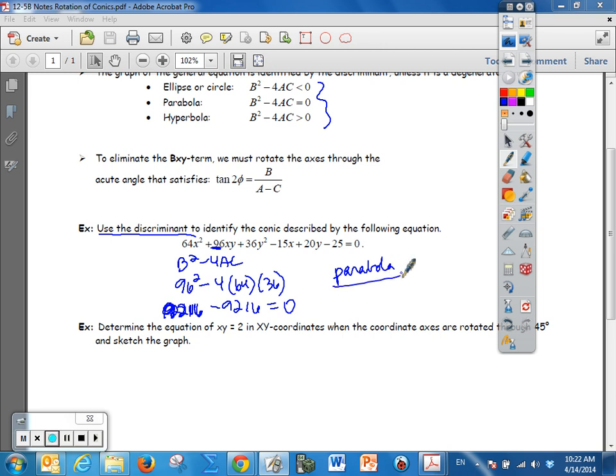Okay, so it's 0, so that means that we have a parabola here. And that's how you use the formula. You just plug into the formula, do your calculations, and then determine what type of conic it is by what the result is. Whether it's equal to 0, less than 0, or greater than 0. Okay? All right, let's look at our next one.